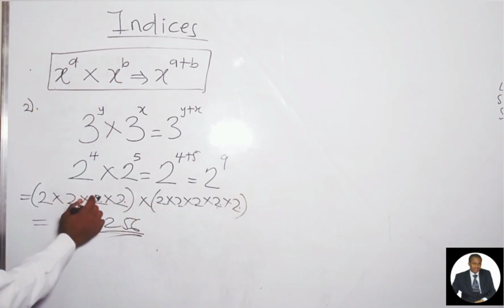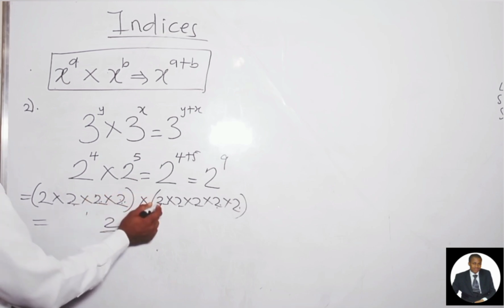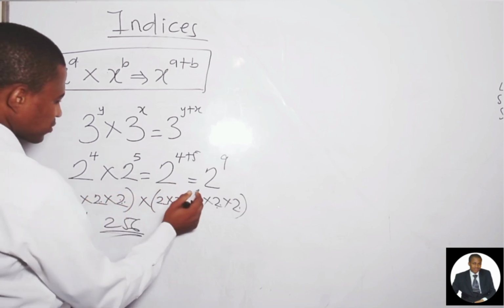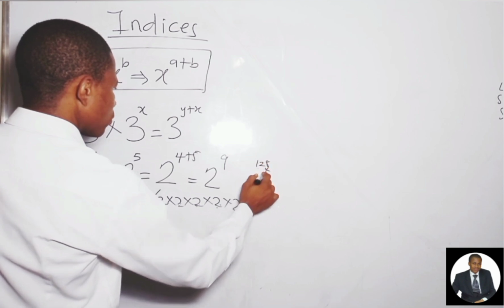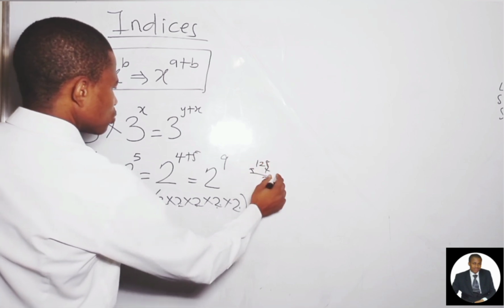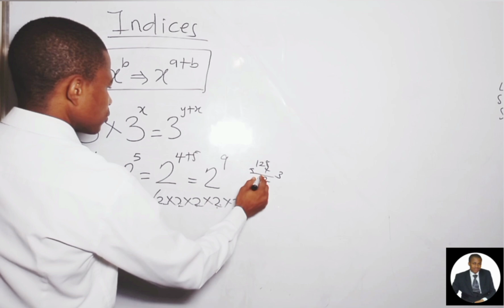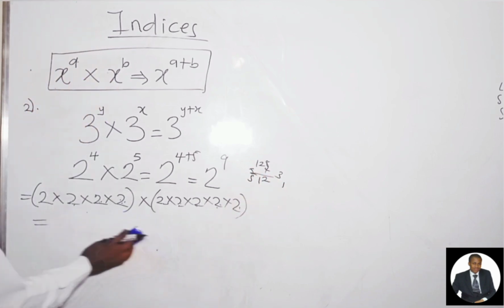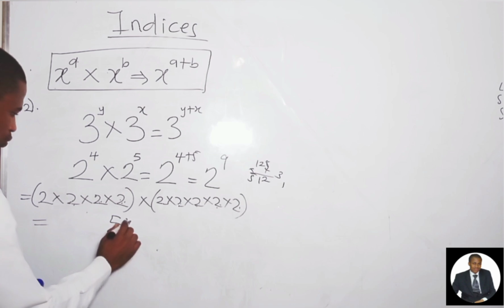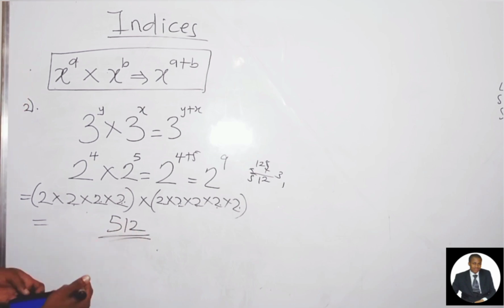2 times 2, 4, 4 times 2, 8, 8 times 2, 16, 16 times 2, 32, 32 times 2, 64, 64 times 2, 128. 128 times 4 now gives 512. This will be the answer.